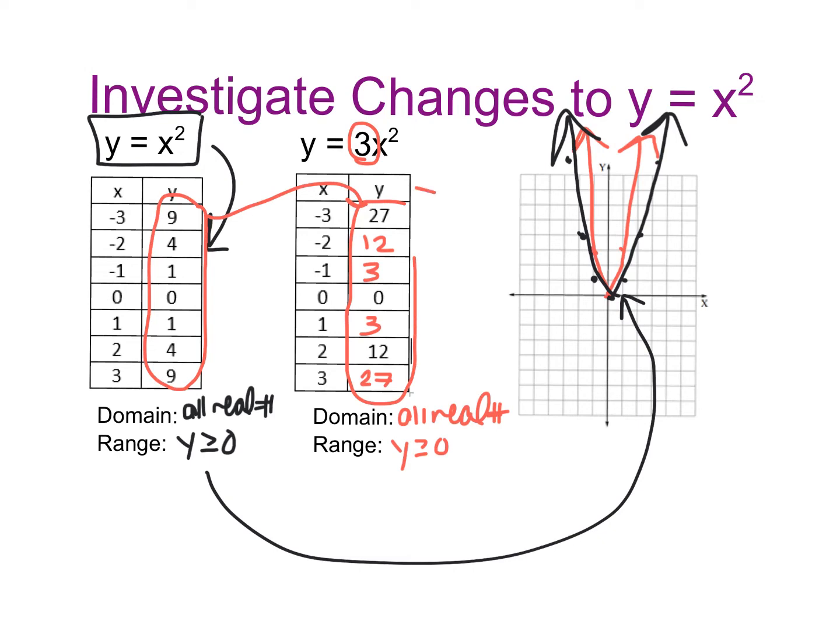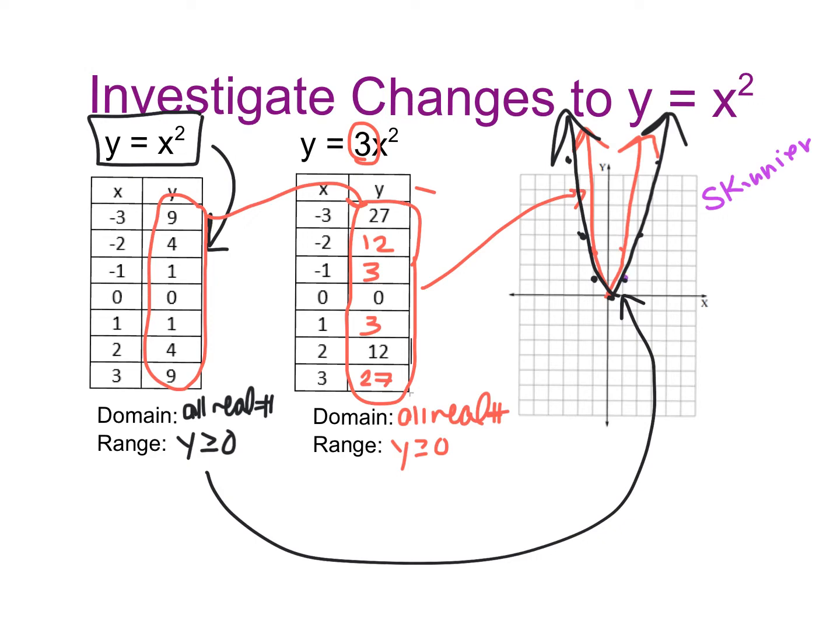So they get 3 times bigger. And then as a result, when they get 3 times bigger, we can see on our graph that our graph gets a little bit skinnier. We can see that happening. The red graph is skinnier than the black graph. And we can see that all of our points essentially get stretched up.